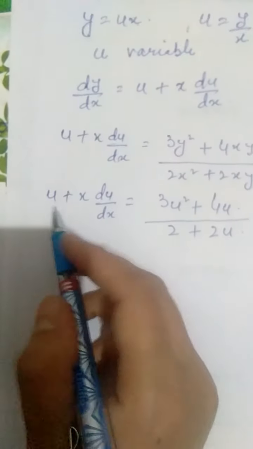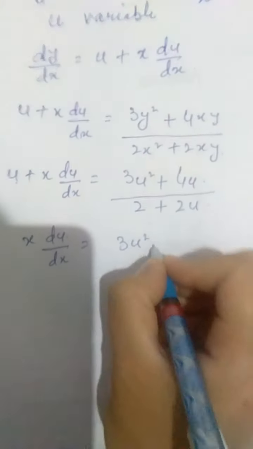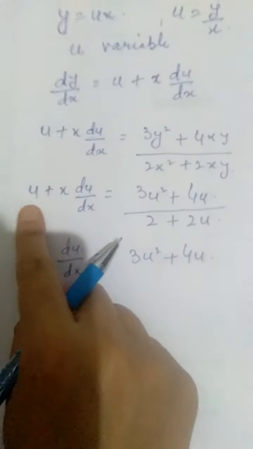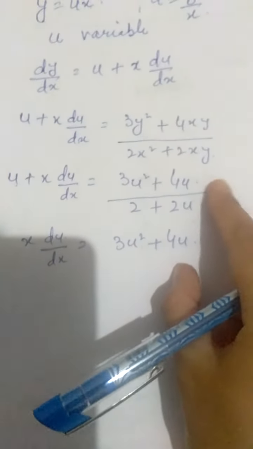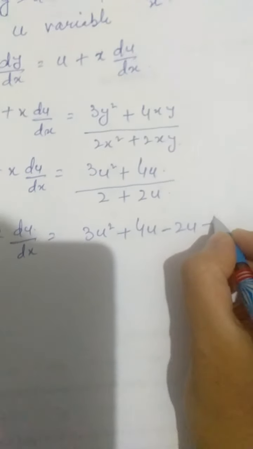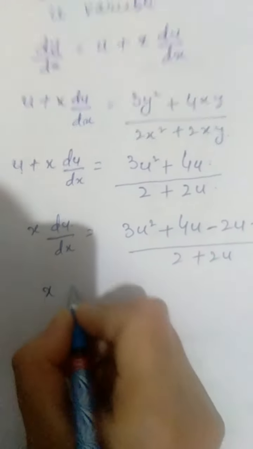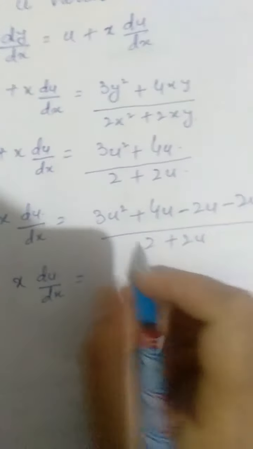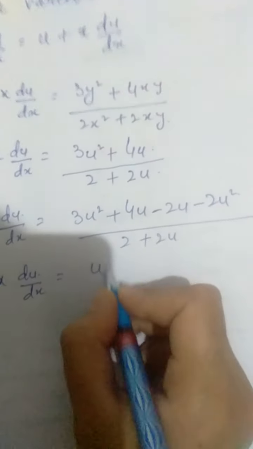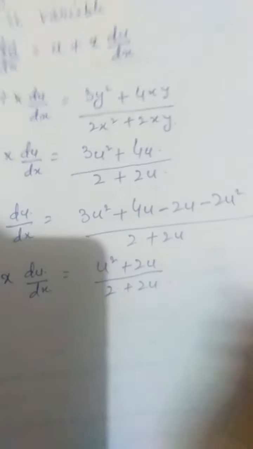Now you can take this u on the other side. So it is x du by dx is equal to 3u square plus 4u. Once this u is taken on this side, it is minus u, and that minus u gets multiplied with this denominator. So it is minus 2u square divided by 2 plus 2u. So that is x du by dx is equal to 3u square minus 2u square, only u square, plus 2u divided by 2 plus 2u.